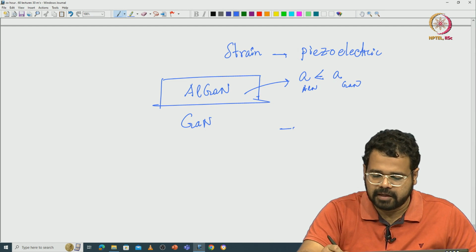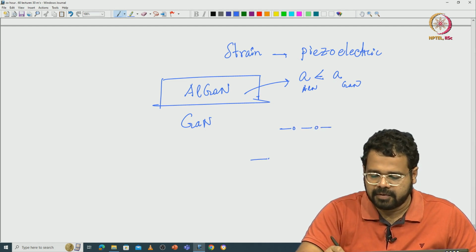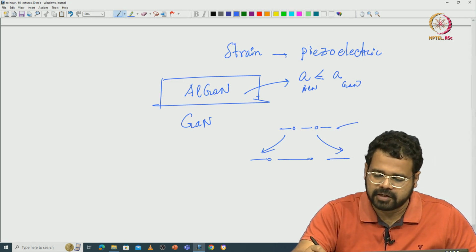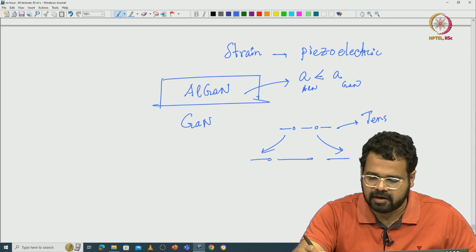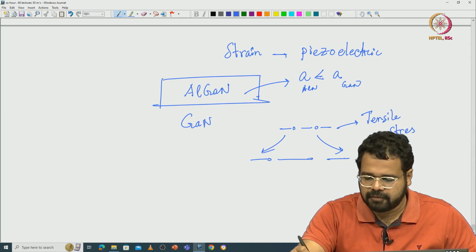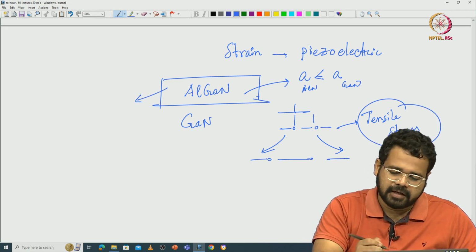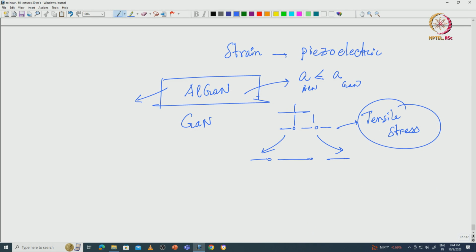What it means is that aluminum nitride is supposed to be this, then gallium nitride is supposed to be this. So, which means you have to pull these atoms apart. This creates a stress, a tensile stress, in the layer of aluminum nitride, and therefore the thicker you grow, the more stress it accommodates, until at one point aluminum gallium nitride can no longer maintain the energy that is required to keep it strained. So, it will crack. There is a critical thickness d beyond which it will crack. So, there is a limit to the thickness of aluminum gallium nitride that you can grow.